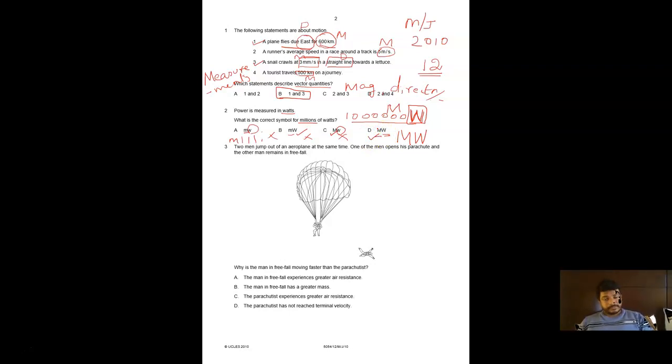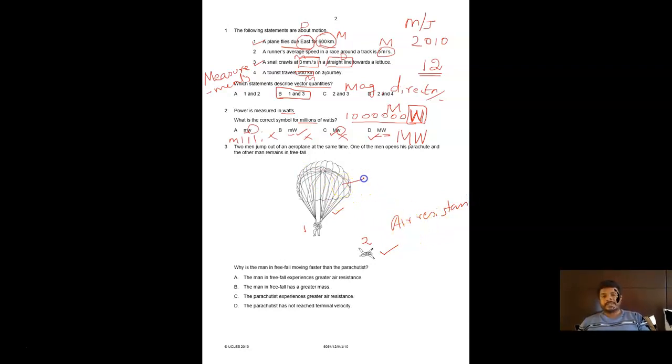Is this clear, students? And we do the third question. Two men jump out of an aeroplane at the same time. One of the men opens his parachute and the other man remains in free fall. There are two, one with the parachute, another without parachute. So he is called a parachutist and the other is falling freely, because if he does not have any parachute, he won't get air resistance for some time, or he will get relatively very little air resistance.